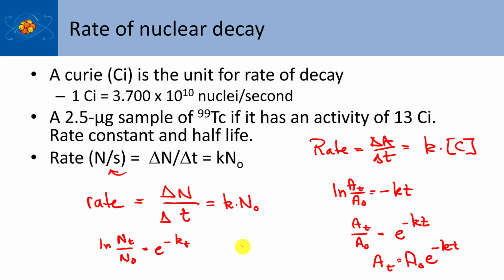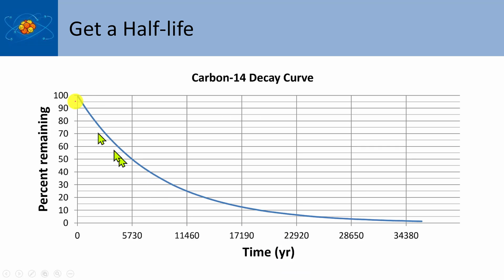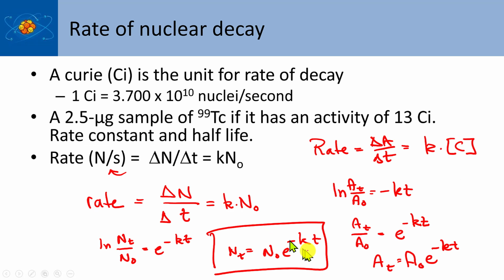Or you can say N_t is equal to N_0 e to the minus kt. Oops, I wrote that as a subscript t. Like that. And again, this is the form of the equation that we're using, but it is essentially the same as this equation here. So that's what actually gives us this half-life curve. I just took it and put it in Excel, and I did the time in years. I plugged in the half-life.